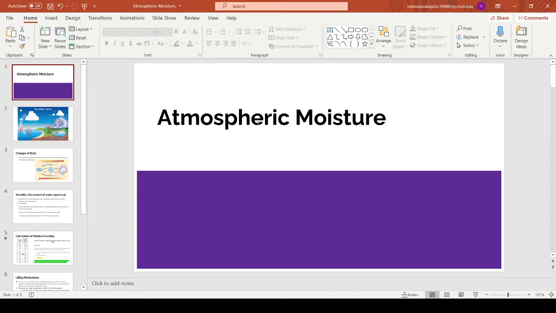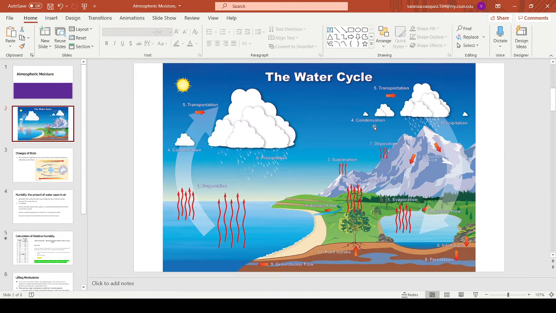Hello class, so this week's lecture is based on atmospheric moisture and we'll be covering topics of the three different phases of water and relative humidity as well as cloud development. So I first wanted to show a diagram of the water cycle.